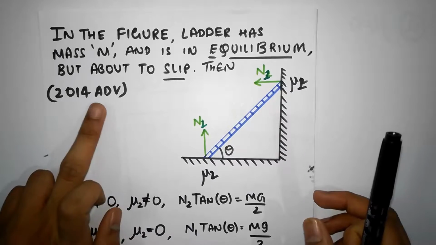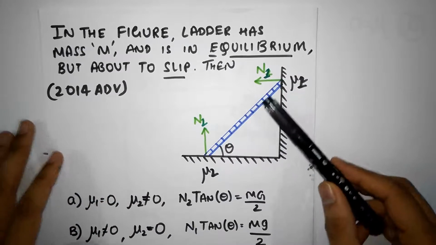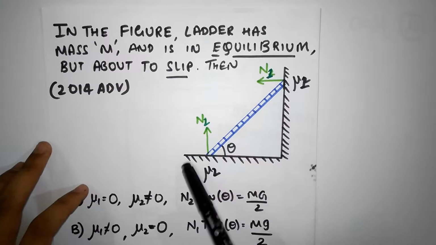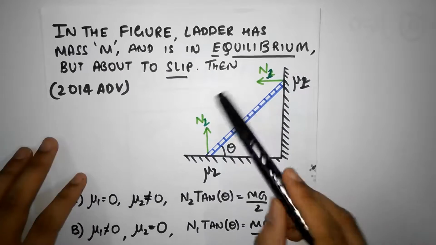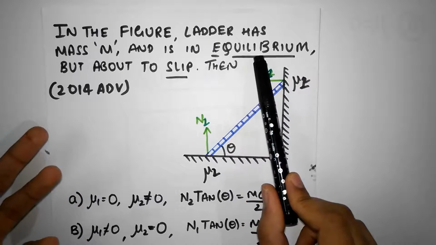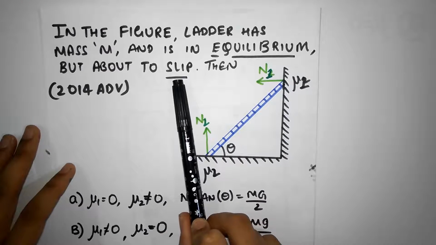This is a JEE Mains, no, sorry, JEE Advanced problem. Okay, so you have a pretty standard problem where you have a ladder that is leaning against a wall, where you have friction coefficients and everything. And it's given that it's in equilibrium, so that's good. We can just equate the forces and say net force is 0, and it's about to slip.